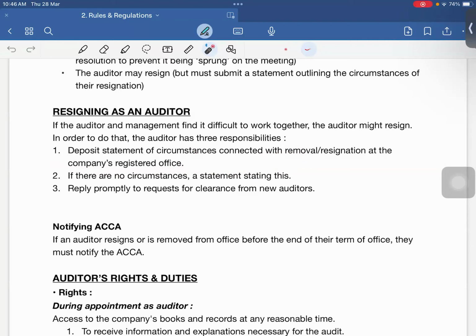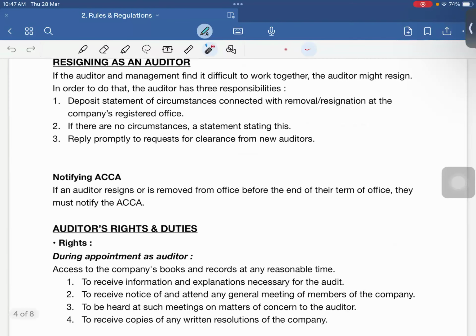The second one, if there is no such circumstances, he should still provide SOC stating that there is no circumstances or situation where he is forced to remove or where he is forced to resign. Understood? Now the third one. All these requests from the auditors should be promptly addressed by the company. Clear?